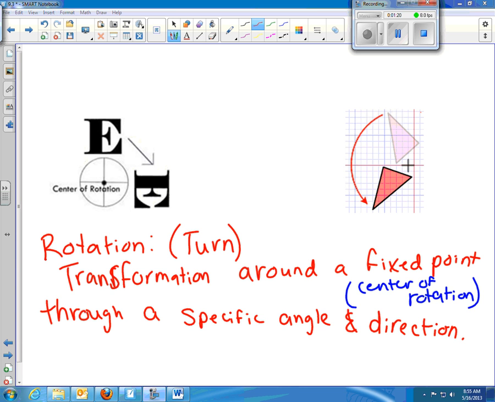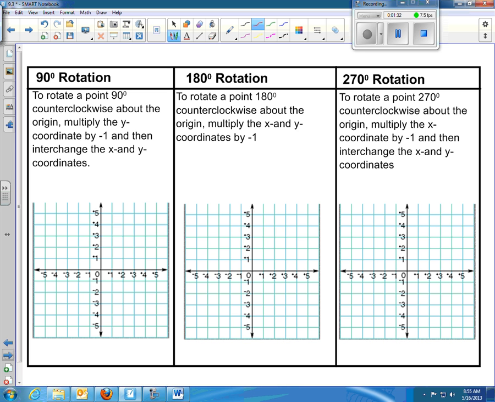So if we look at the picture on the left, here's our center of rotation, and we have a direction for that. Same thing here, we have a center of rotation and a direction. So this box right here is the biggest and most important thing that we will cover today. So please, these are the rules, underline them, star them, make sure you understand this part right here.